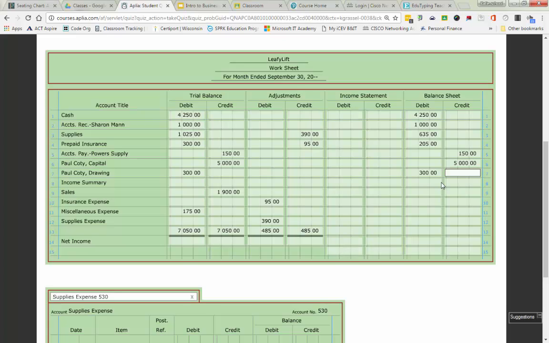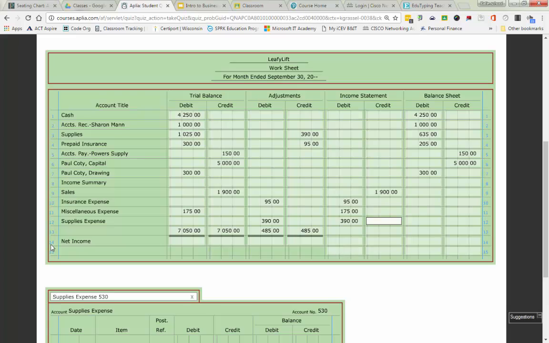Sales is a revenue account. Revenue accounts go on our income statement. It'll go on there as a credit of 1,900. Insurance expense has nothing in our trial balance, but it has a debit of 95, so its new balance in our income statement column is going to be 95. Miscellaneous expense is going to have a debit balance of 175. And supplies expense is going to have a balance of 390 because there's 0 in the trial balance, but a debit of 390 in adjustments. So that'll be its new balance.